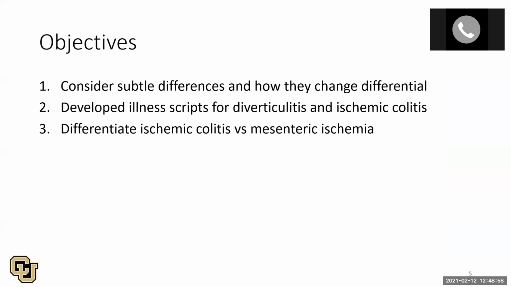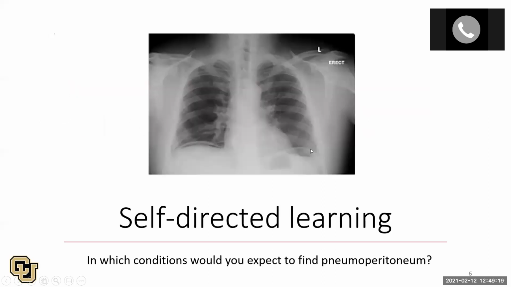Okay, so today we considered the subtle differences and how they change the differential. And so just remembering that the second patient had many more risk factors for having micro-vascular disease. He had an episode of bloody diarrhea, all of which are more common with ischemic colitis. The first patient, you did a great job in diagnosing diverticulitis. And then we talked a little bit about these two diagnoses.